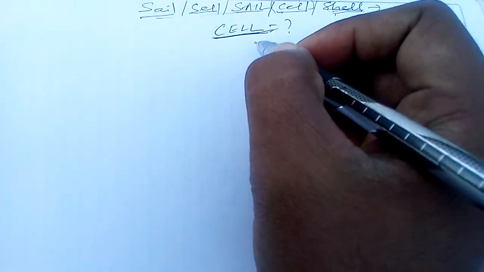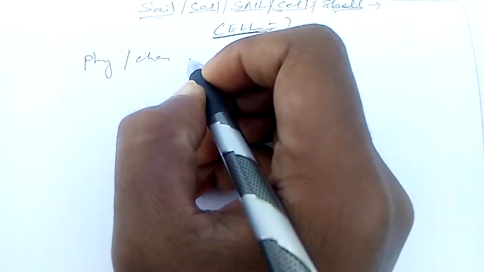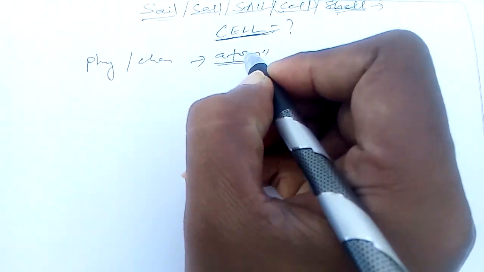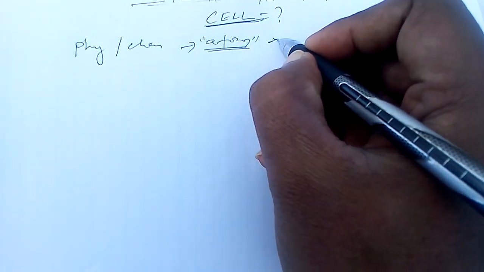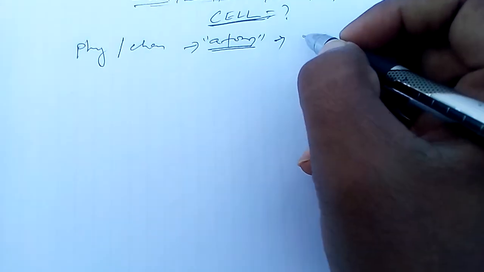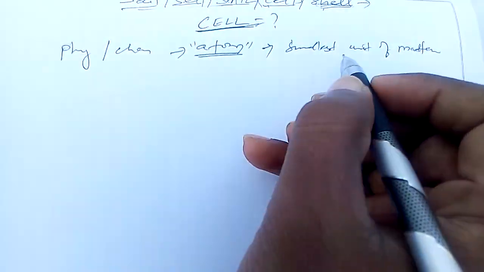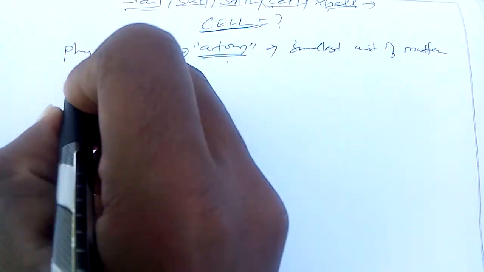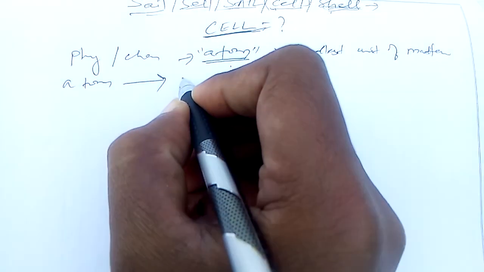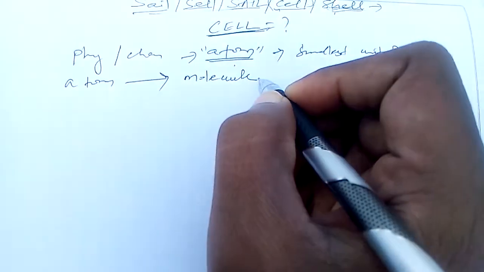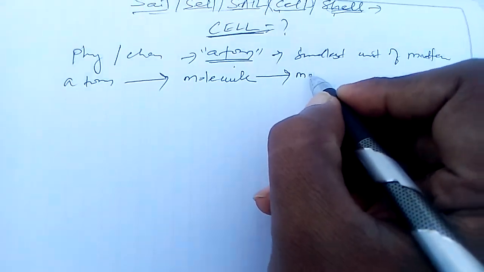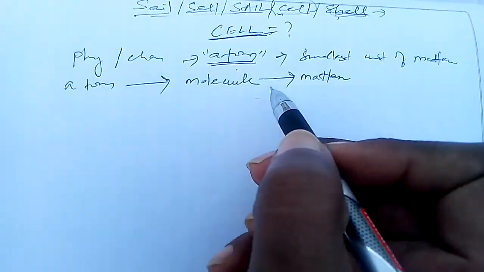See, in physics and chemistry there is a term atom. You know what an atom is. Atom is the smallest unit of matter. Various atoms combine together to form a molecule, and various molecules combine to form matter. So this much you know.